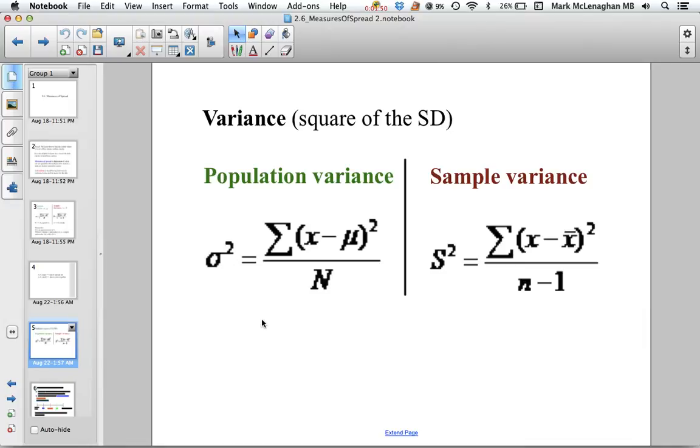Variance. So variance is just the square of the standard deviation. We don't use it very often. Some people do. It's just a value, basically means the same thing, but most people refer to standard deviation more frequently. It's just one of those things. It's good to know about.